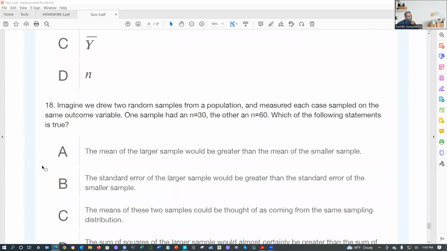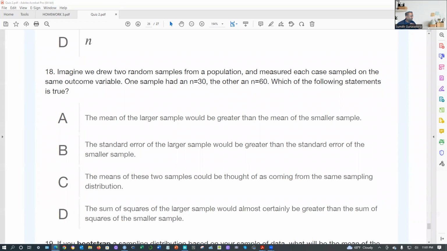Imagine we draw two random samples from the population and measure each case on the same outcome variable. One sample has N equals 30, the other has a different N, one larger and one smaller. Which of the following statements is true? The sum of squares of the larger sample would almost certainly be greater than the sum of squares of the smaller sample, because we calculate it over so many more data points in the larger sample than in the smaller sample.